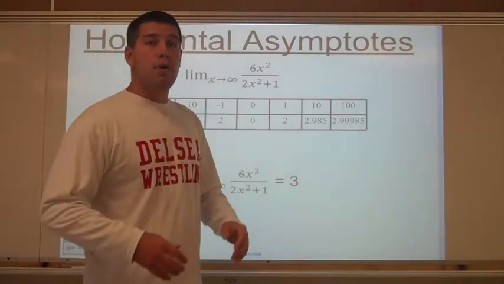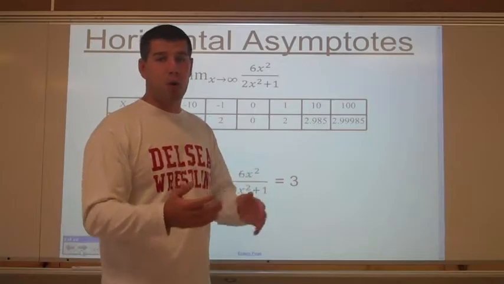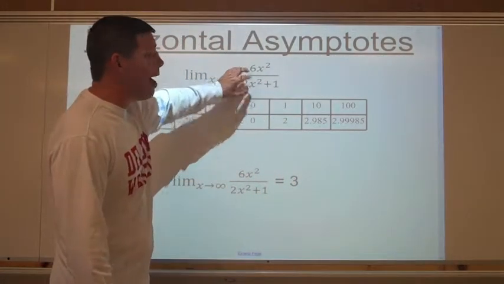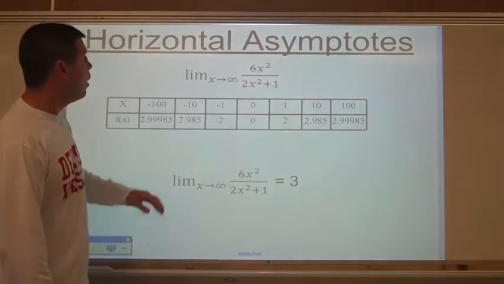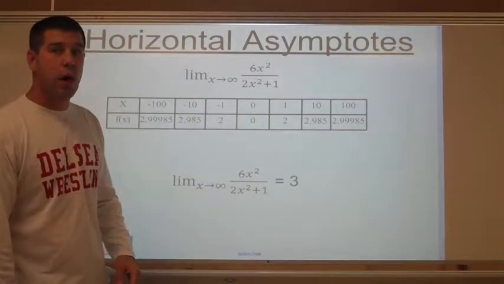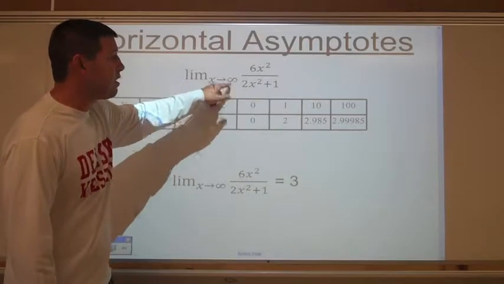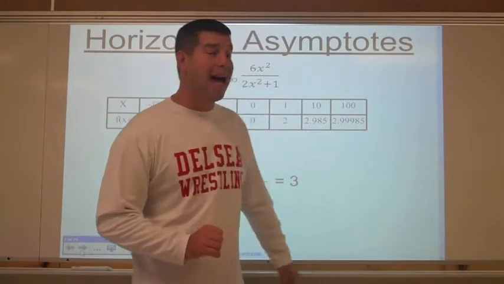Horizontal asymptotes almost always occur when you have rational functions, numerator over denominator. Just like vertical asymptotes happen when the denominator is equal to 0, horizontal asymptotes occur mainly with rational functions as well. We've got a function here, 6x squared over 2x squared plus 1. In order to find a horizontal asymptote, we want to find the limit as x approaches infinity. As x gets really, really big, as we go to the ends, what's happening?